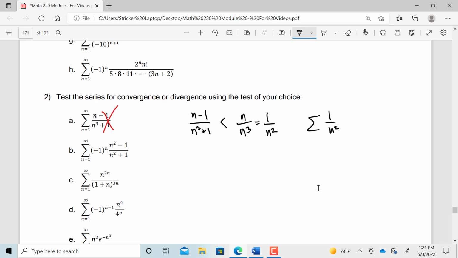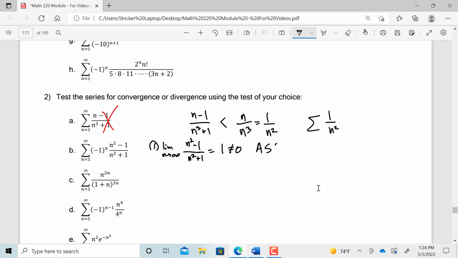Again, does it look like one of our common series? No. Is it alternating? Yes, it is alternating. Now, what were the requirements? Remember, the first requirement for the AST is that the limit of the terms has to approach 0. Now, if you take that limit, this actually approaches 1, though. So it's not equal to 0.